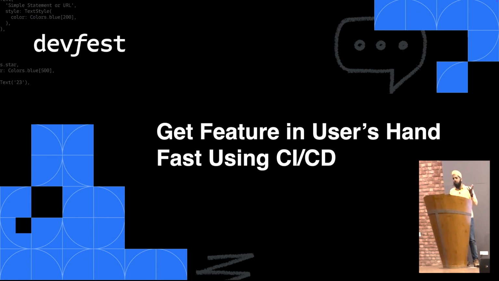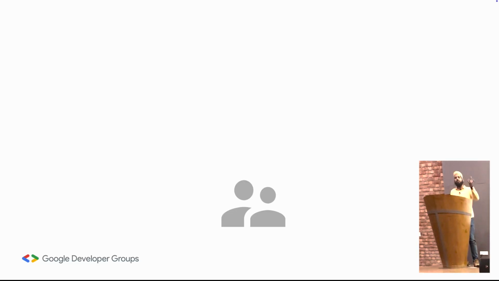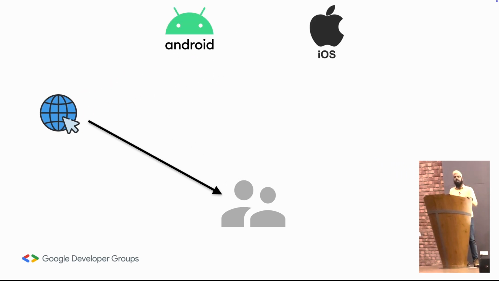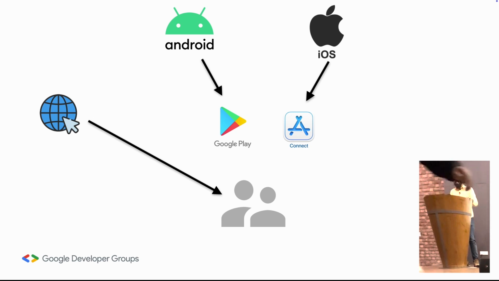Now how does it work? Why is it important? Let's say you have a user. If you are doing web development, you can directly ship things to that user. The person just has to refresh, and they will get the updated changes, the code changes you have pushed. But when it comes to Android and iOS, basically mobile, you cannot directly ship to the user. You have to go through the App Store and Google Play Store. They will take that build and distribute it to your user.